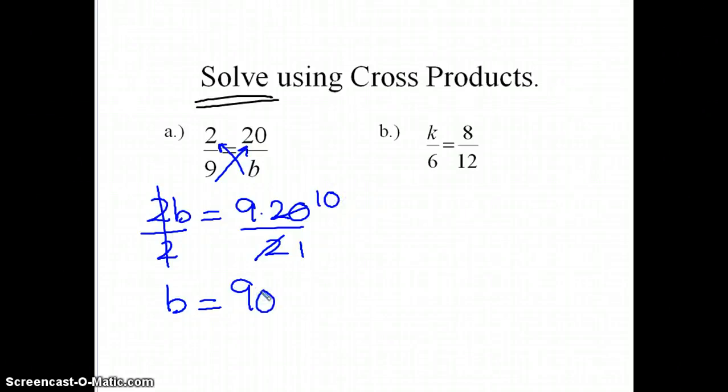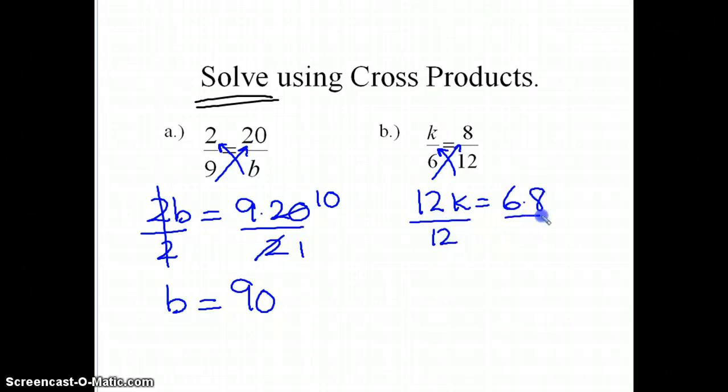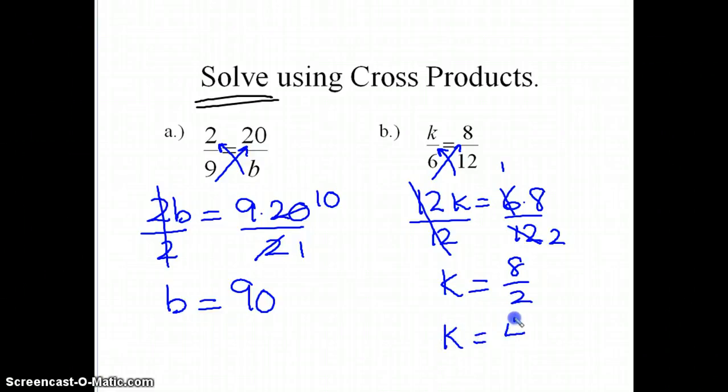For problem letter B, again, 12 times k is equal to 6 times 8. Once again, to undo multiplying by 12, I will divide by 12 on both sides. The 12's cancel, k is equal to. On the right-hand side, I note before I multiply that I can cancel the 6 and I can cancel the 12. So now I have 1 times 8, which is 8, divided by 2. And once again, we can simplify this further. The final answer is 4.